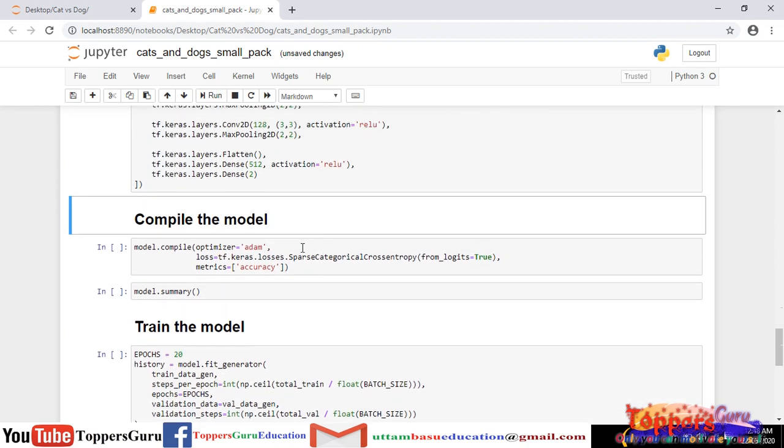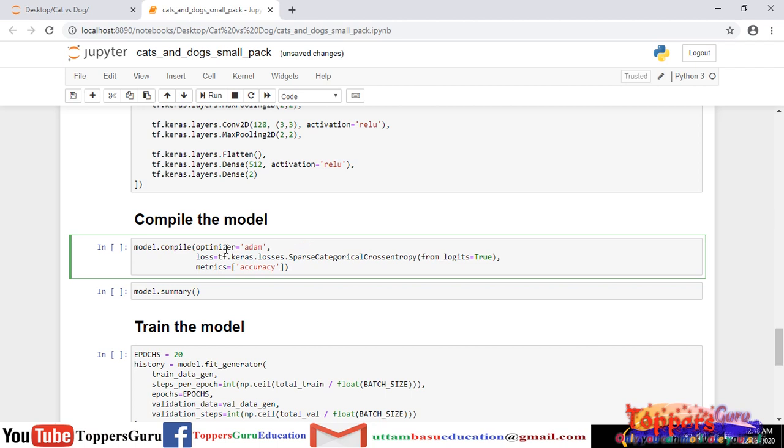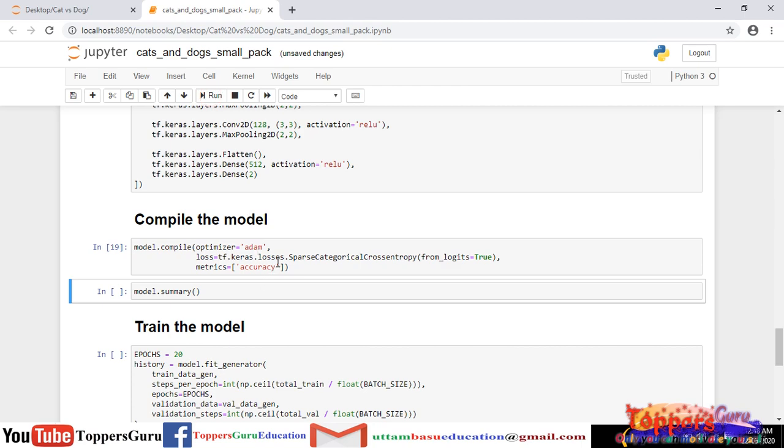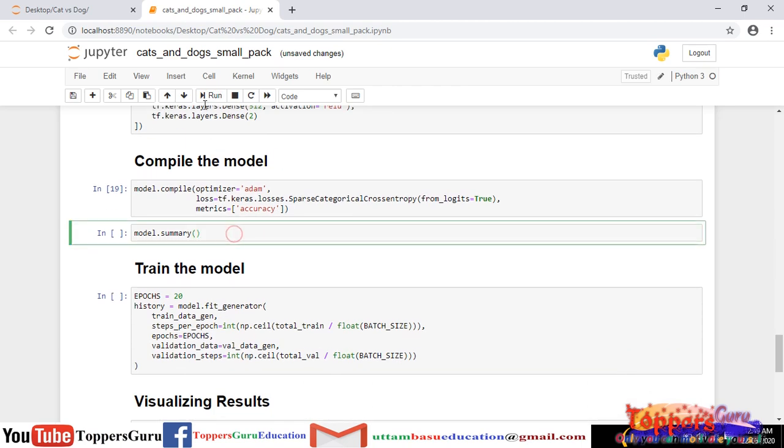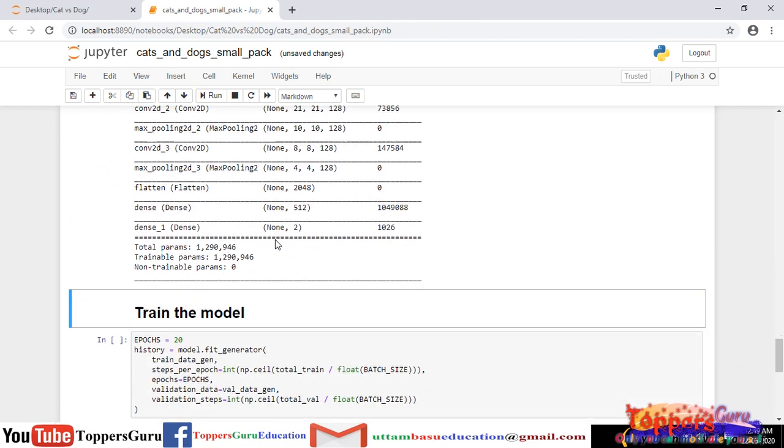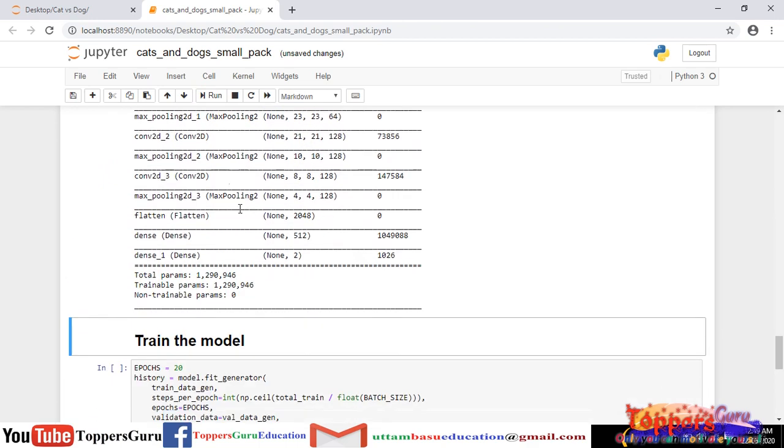Next we'll compile the model. Here we use the Adam optimizer, and create the accuracy and losses. Everything we will prepare in this model. And now you see the model summary. Here we see the total number of everything.